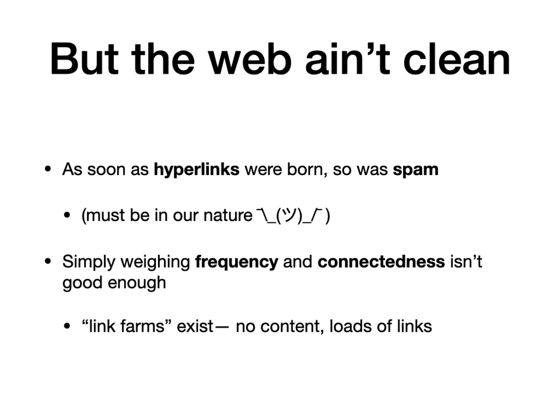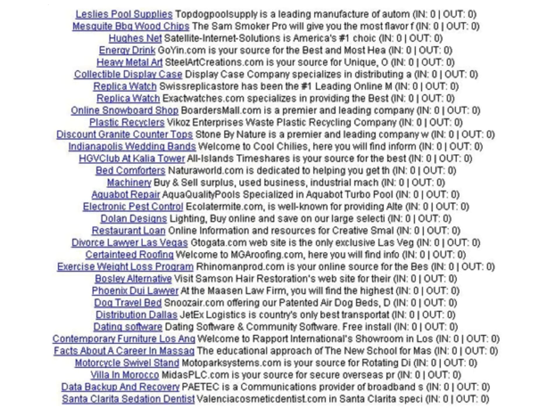So as soon as hyperlinks were born, so was spam. That's just kind of, I guess, who we are as a species. That's fun. So weighing frequency and connectedness isn't going to give us all of the things that we want for relevance of search because link farms exist. Link farms don't have any actual real content. They're just a boatload of garbage that all link to things.